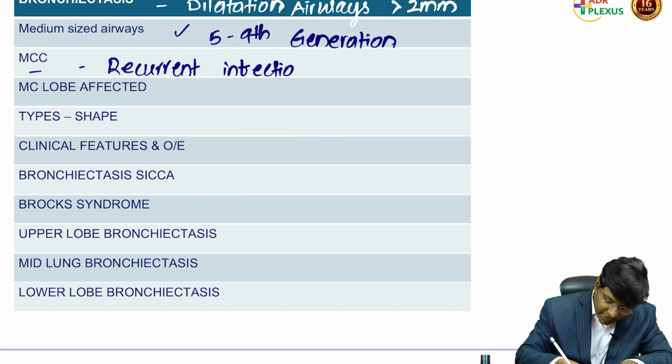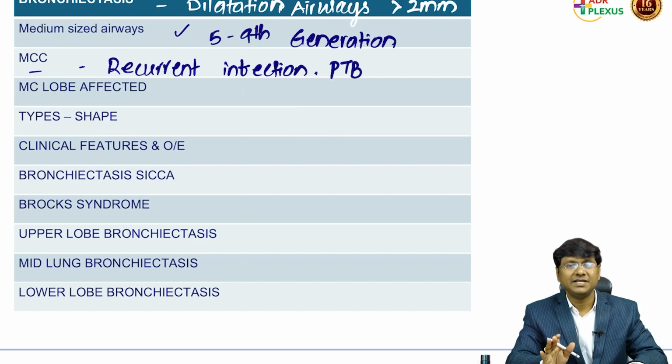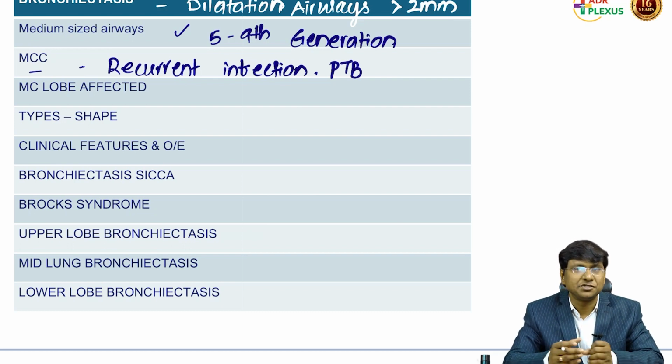And the next important condition will be pulmonary tuberculosis. These are the common causes. Now, apart from these, obstruction within the airways in the form of a mucus plug, or in the form of a malignancy, can even cause bronchiectasis.